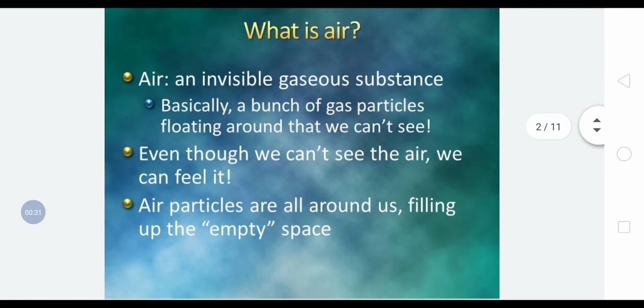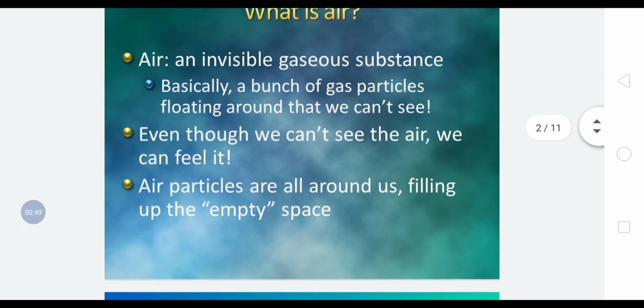Basically, air is an invisible gaseous substance. It is a bunch of gas particles floating around that we cannot see. Even though we cannot see the air, we can feel it. And air particles are all around us, filling up the empty space.